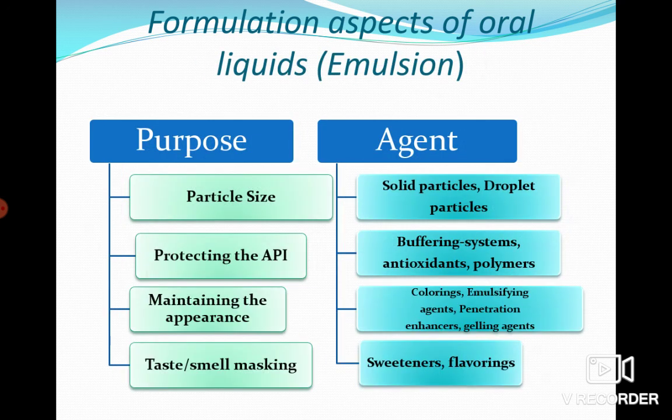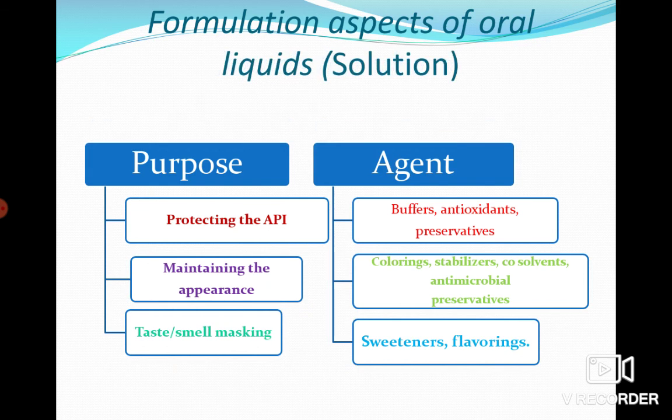And for masking any unpleasant taste or smell of the formulation, we will need sweeteners and flavoring agents. Now in case of emulsion, the basic thing is particle size. Particle size will be maintained by using solid particle and droplet particle systems, and for protecting the API we will use the same things: the buffering system, antioxidants and polymers. For maintaining the appearance of the emulsion, coloring and emulsifying agents, penetration enhancers and gelling agents will be used. And for good taste and smell masking, sweeteners and flavoring agents will be used.